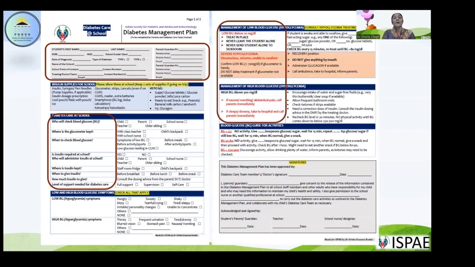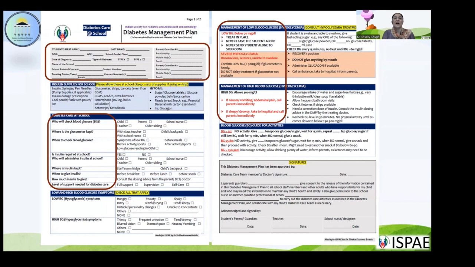It is very important to know about low blood glucose levels and how to treat them. If the child's blood glucose level is less than 70, it has to be treated at the place where the child is, whether the child is in the classroom or in the playground. It is also important to know that a child with hypoglycemia can't be sent alone to the sick room. And severe hypoglycemia needs your attention because it can cause unconsciousness, seizures, and inability to swallow.